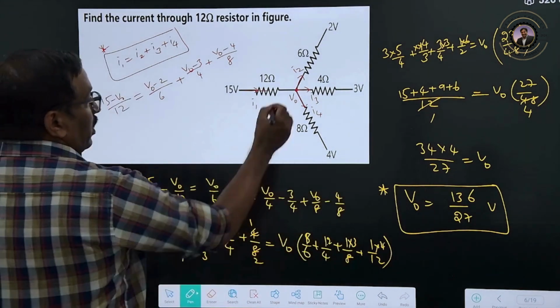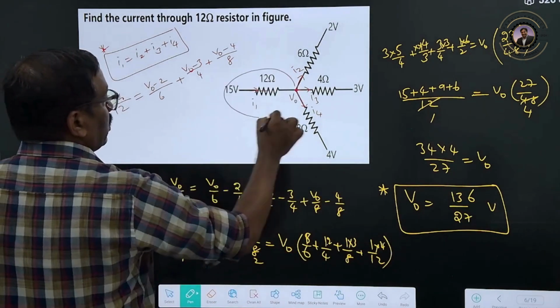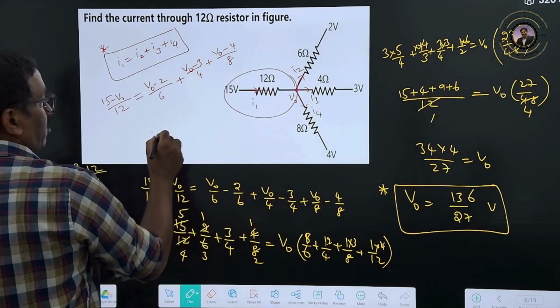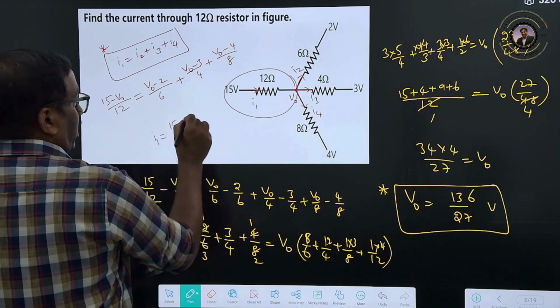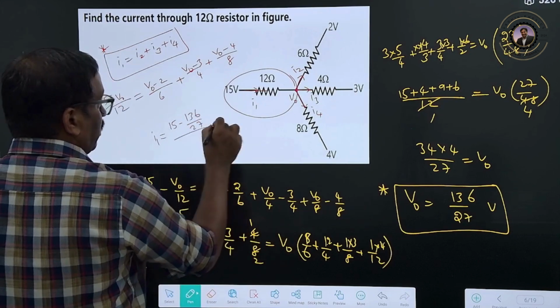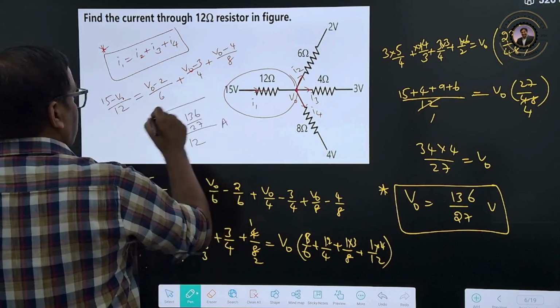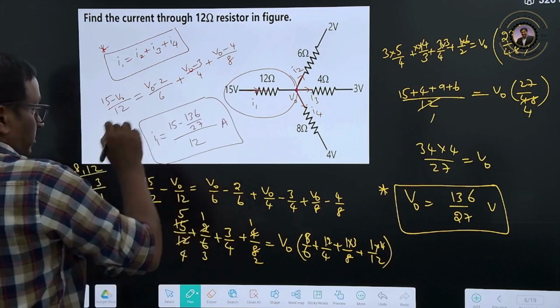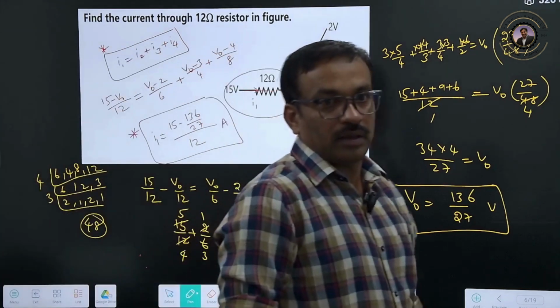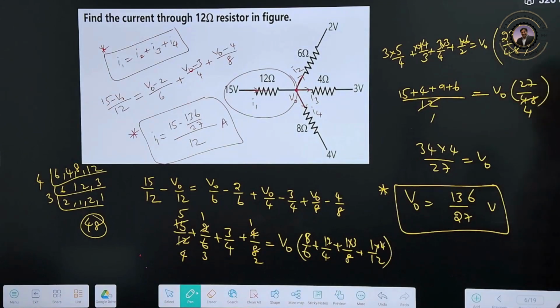Now therefore we want to calculate the current here. Therefore how to calculate this I1? So this I1 is nothing but 15 minus V naught, V naught is nothing but 136 by 27, divided by the 12. So simplify this one, this will be your answer. Clear? So now we'll go for another question.